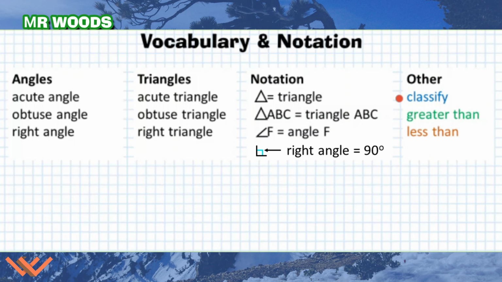And then we have this other stuff here. It's classify. So if I say, I want you to classify this triangle, it's going to be an acute, obtuse, or right, or if it's an angle, but that's for another video. And greater than and less than. If that angle is greater than 90 degrees, then it's going to be obtuse. Is it less than 90 degrees? Then it's going to be acute.